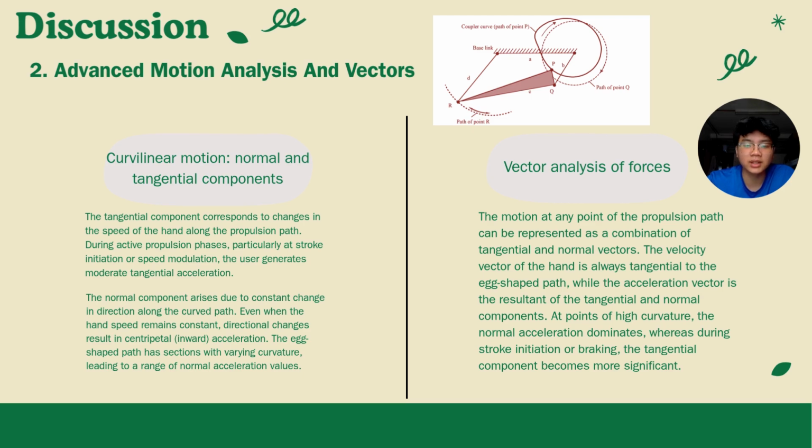As for vector analysis of motion and forces, the motion at any point of the propulsion path can be represented as a combination of tangential and normal vectors. So the velocity vector is always tangential to the X-shaped path, while the acceleration vector is the resultant of the tangential and normal components. This confirms the presence of dynamic variability throughout the propulsion cycle.